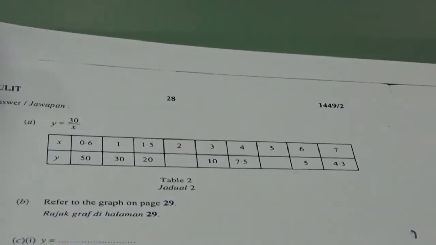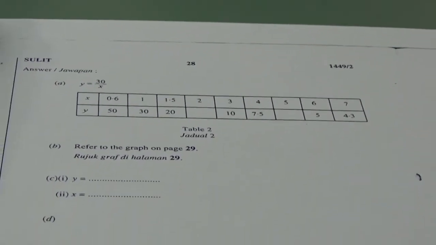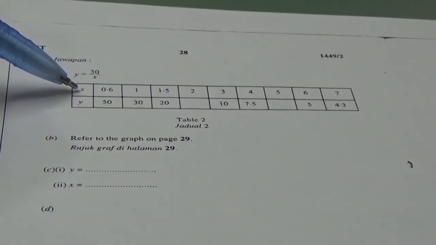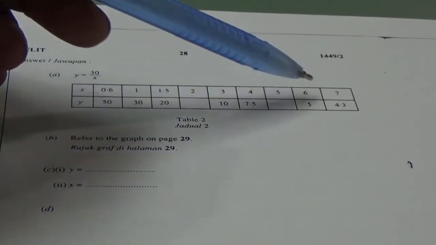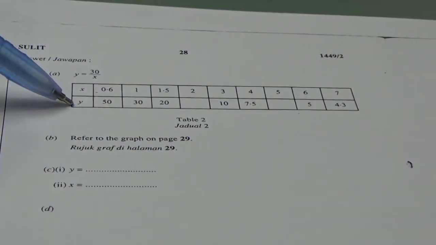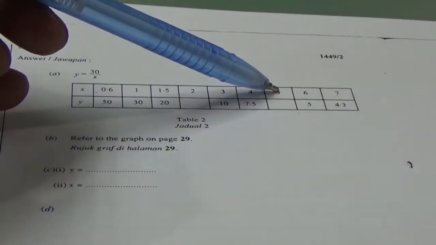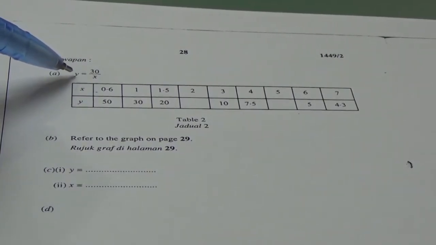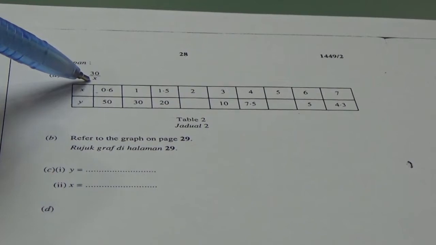So if you turn to page 29, it gives you the answer page, which shows a table with some of the values of x from 0.6 up to 7, and y values are given except for when x is 2 and when x is 5, which are missing. Therefore, you know the equation given to you is y equals 30 over x.